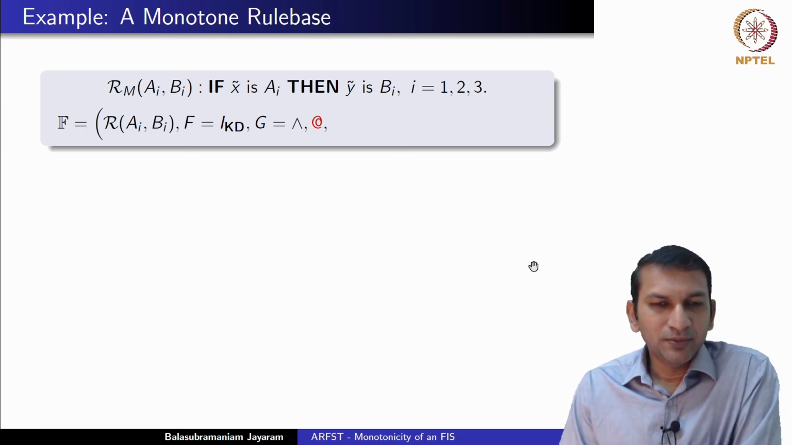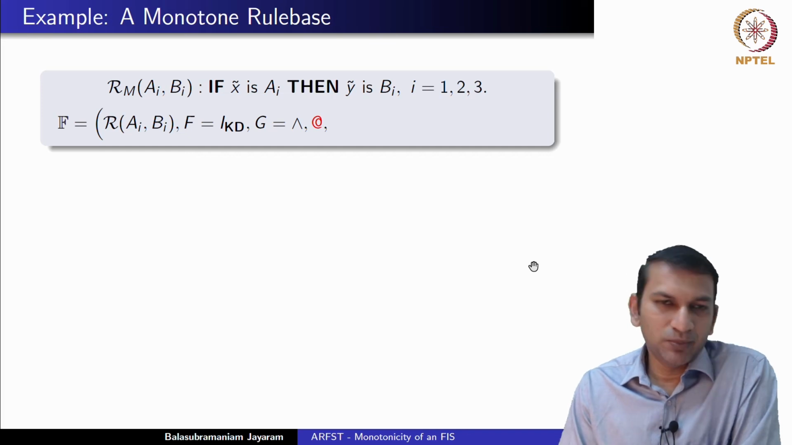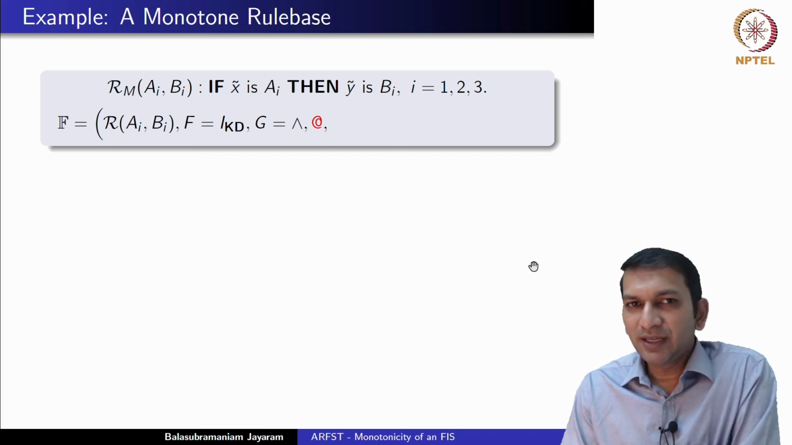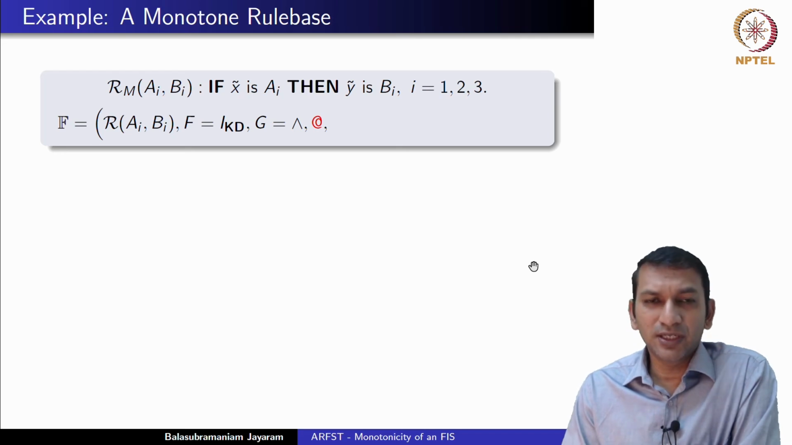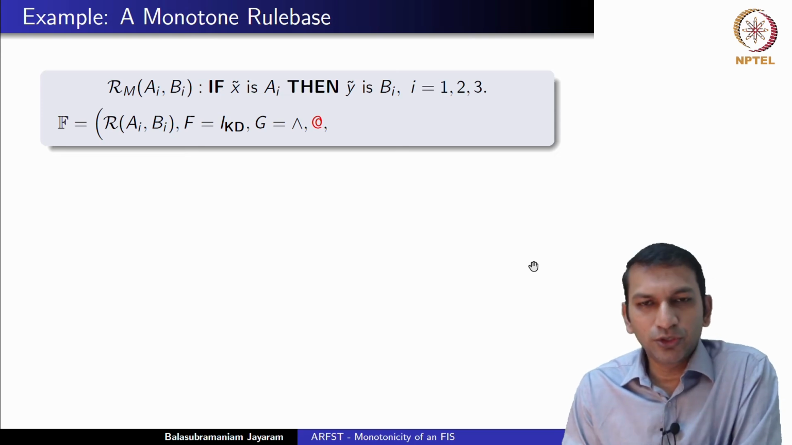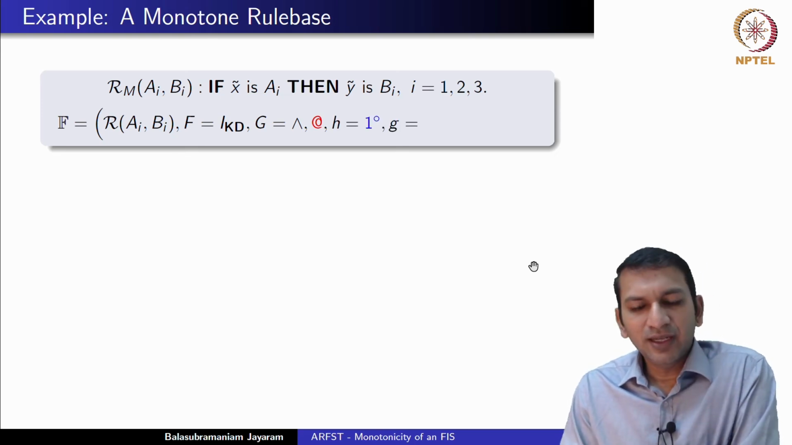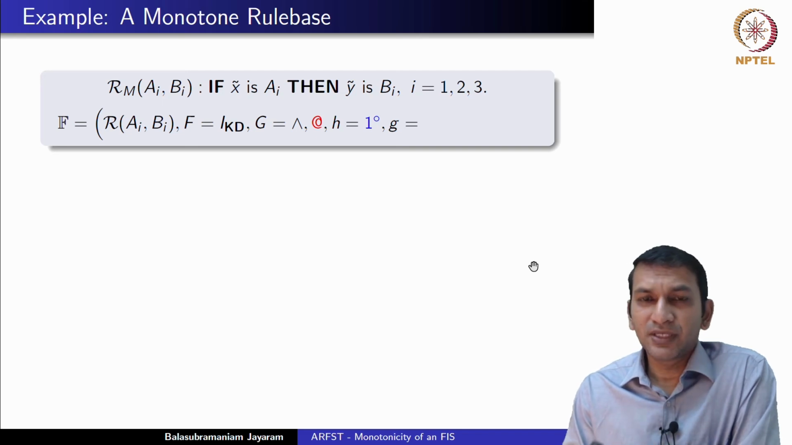For the moment, because we are going to consider singleton input and singleton fuzzifier, we will see in the next lecture that the composition does not really come into play. So for the moment, it does not matter what composition we take. So that's why this composition operator is indicated in red. And for the fuzzifier, let us take the singleton fuzzifier.